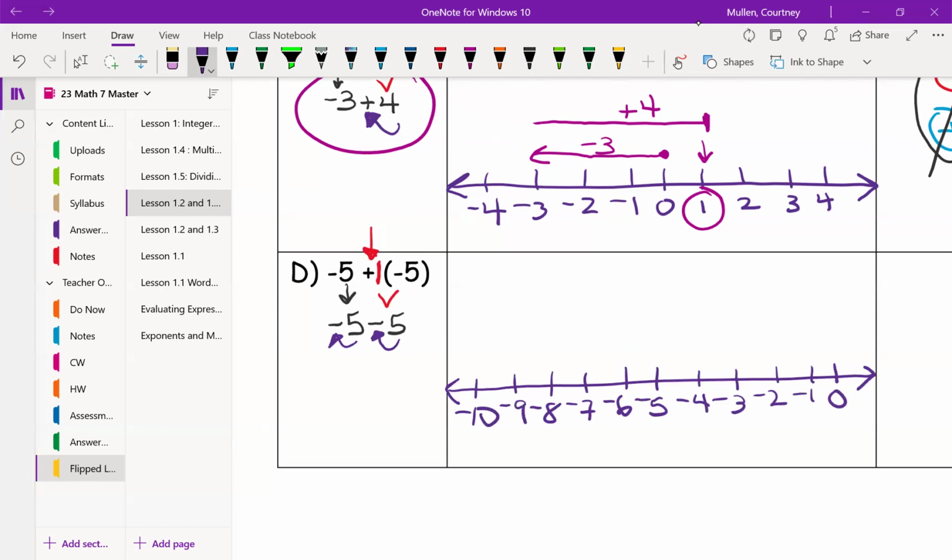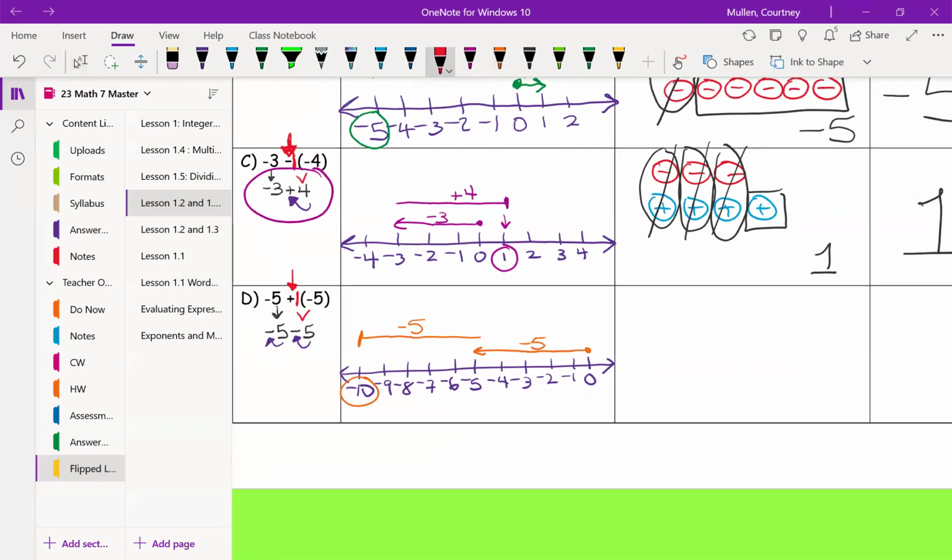Okay, where do we start? 0. You've got it. Where do we go first? 5 units in the negative direction. 1, 2, 3, 4, 5. Now where? 5 more units in the negative direction. 1, 2, 3, 4, 5. Where'd we end up? -10.